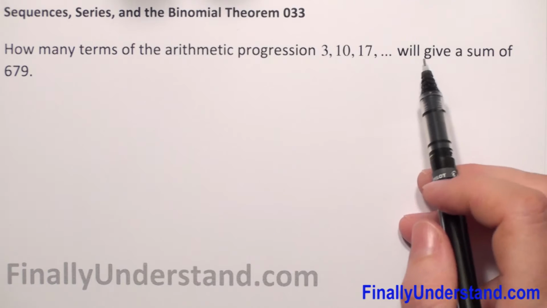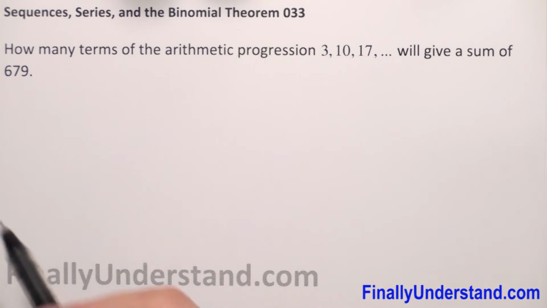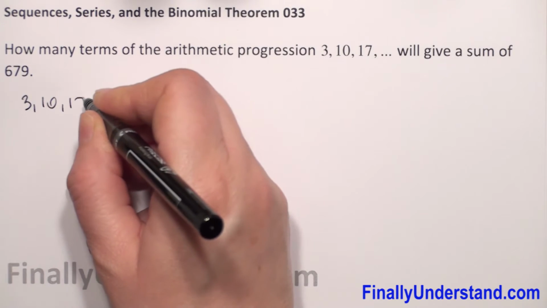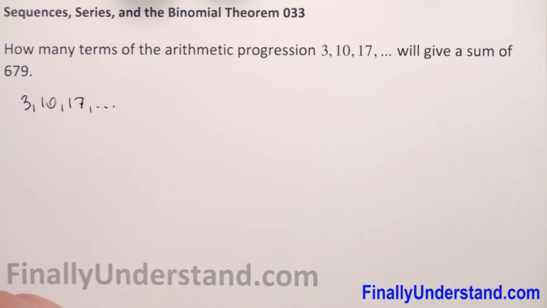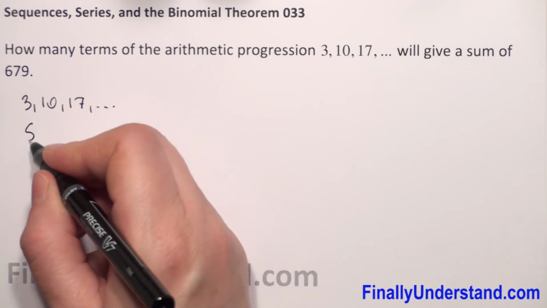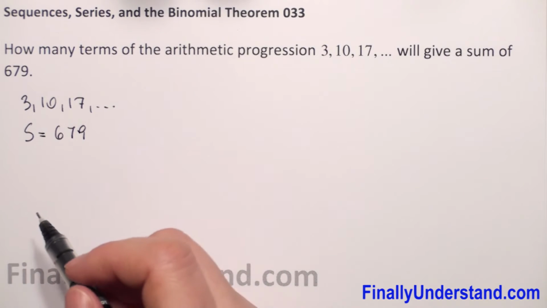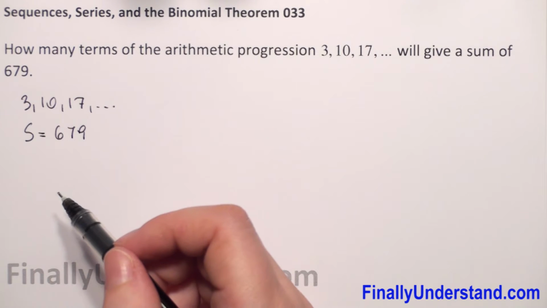How many terms of the arithmetic progression 3, 10, 17 and so on will give a sum of 679? So what do we have given here? We have given an arithmetic progression. Let me write this: 3, 10, 17 and so on. We have that the sum of these terms of the arithmetic progression is equal to 679.